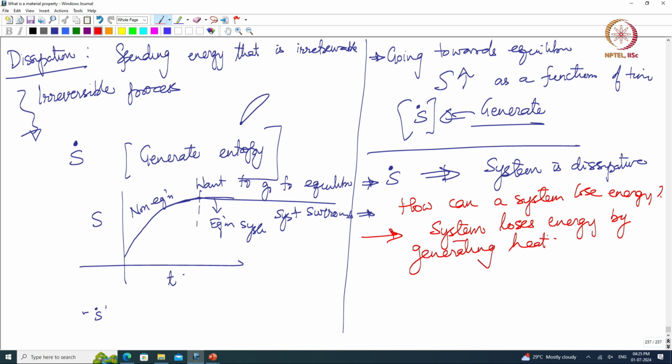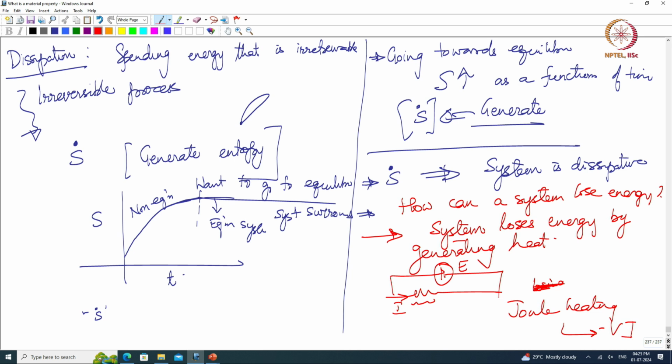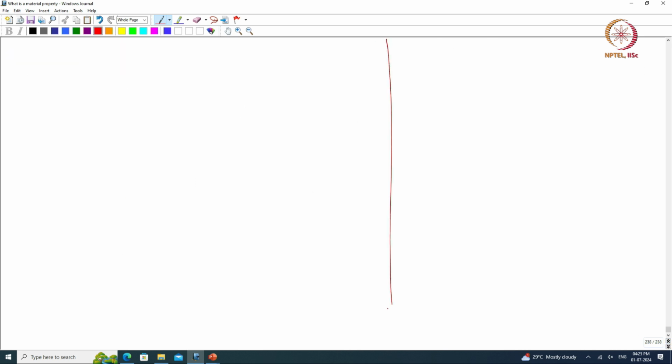Right. So again let us go back to the example of a resistor. I am applying a force, right, which is the electric field, and I am sending in current through the resistor, right. So the system is actually generating heat, it is joule heating, the resistor is joule heating at a rate which is equal to V I, right. So this is the power that is dissipated, V I is the power that is dissipated.